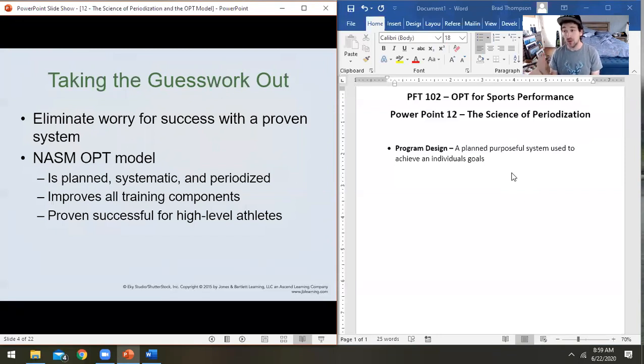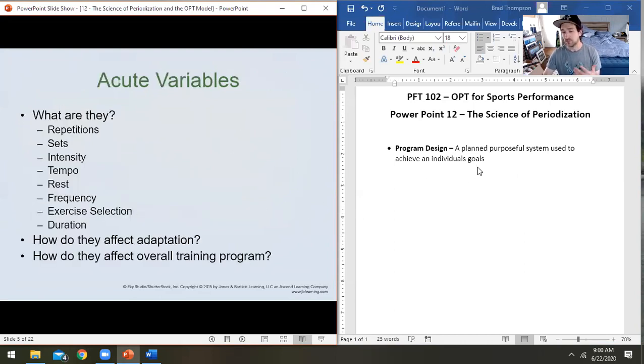The nice thing about the OPT model is it does all that work for you. You simply have to follow all the sets, reps, tempo and intensity rules, and all of it happens automatically. So it's a planned and very systematic system. It does improve basically all components of athleticism, and so you can use that to target your athletes very specifically. So we love the OPT model because we're going to use that. Actually, I guess I'll put this in our notes for the one time.